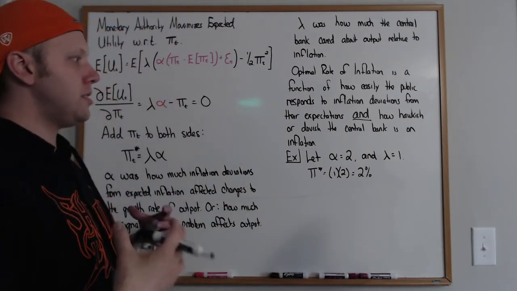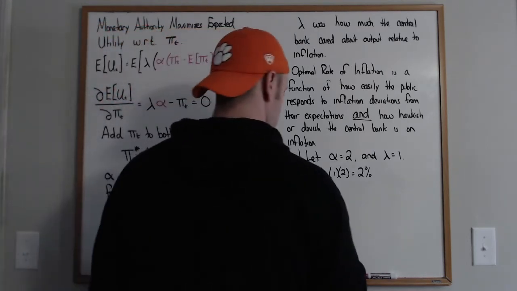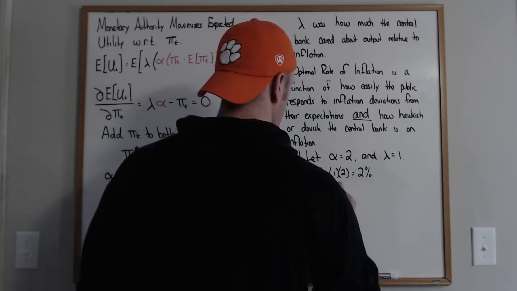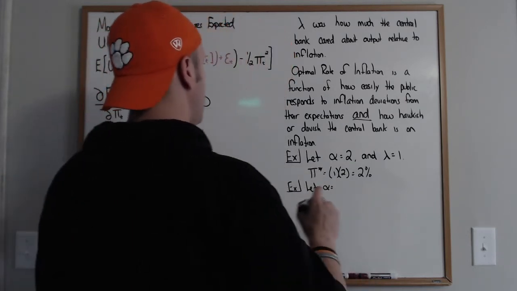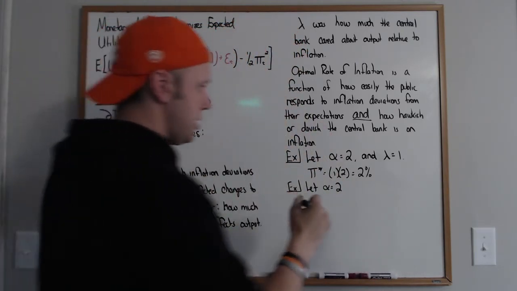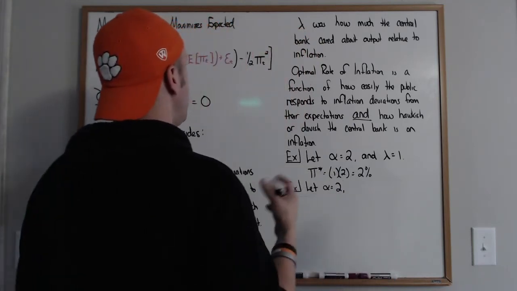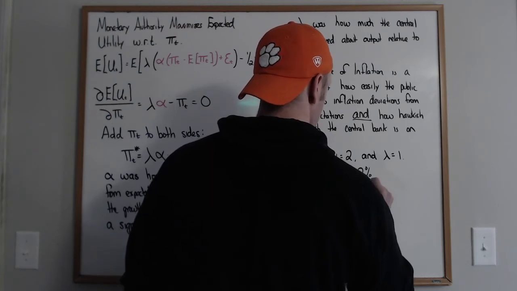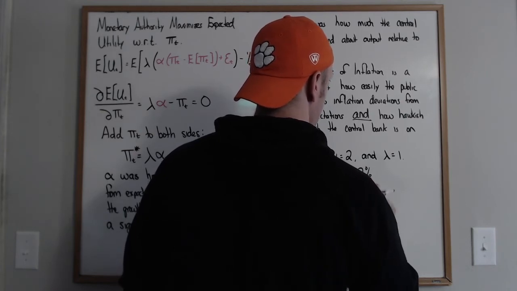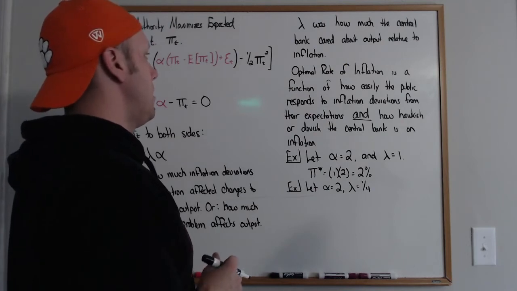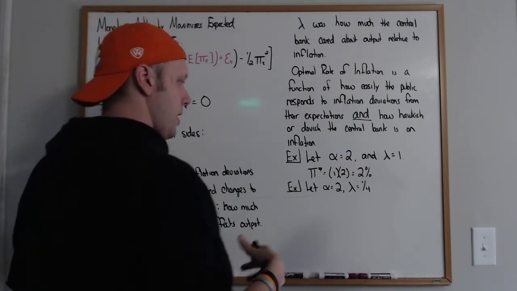All right, but let's do another example. Now let's assume alpha is going to be 2 still. That part's not going to change. But let's make the central bank a little bit more hawkish. So let lambda be equal to 1/4. If lambda is equal to 1/4, alpha is equal to 2.